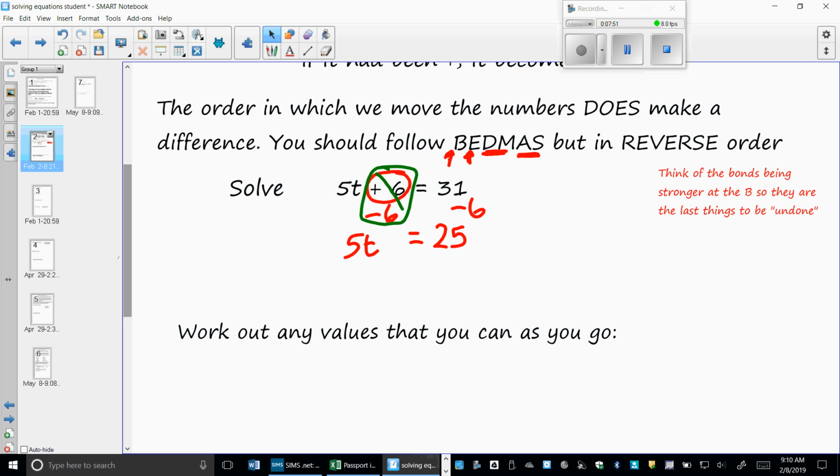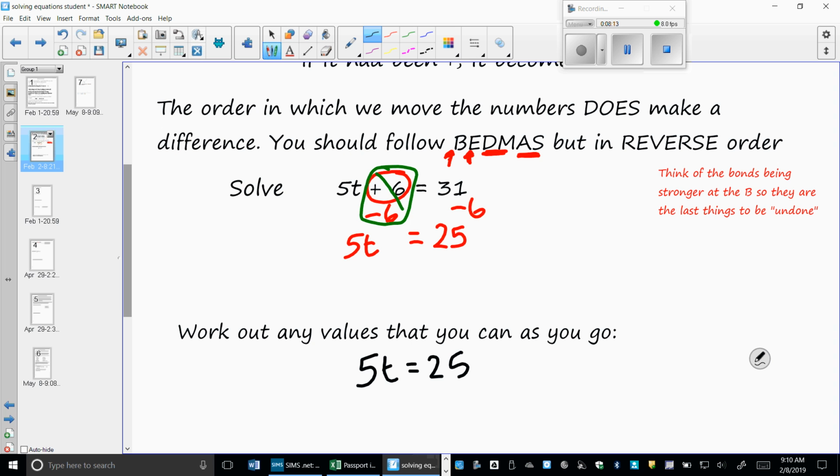Now, do you have space here, or should we work down here? I think we'll work down here. So we've got 5t equals 25. I've just rewritten it. You don't need to rewrite it when you're doing it. And then we say to ourselves, right, there's only one number that we have to get rid of now. It's the 5. And what's happening to the 5 and the t?